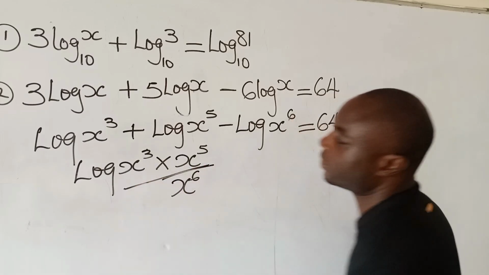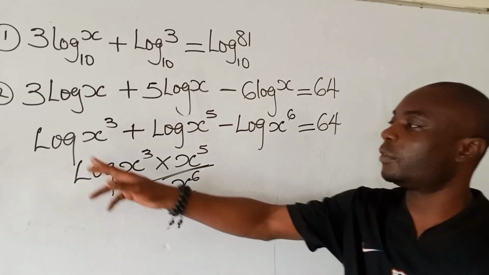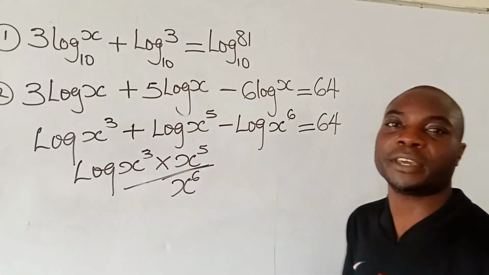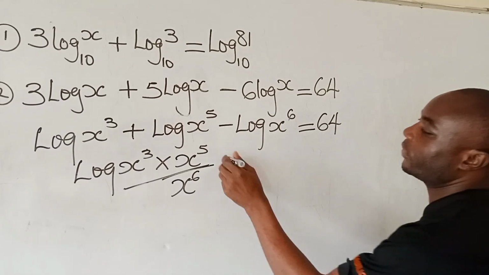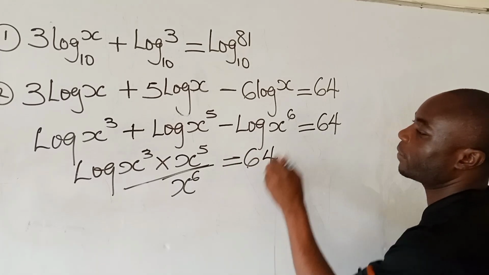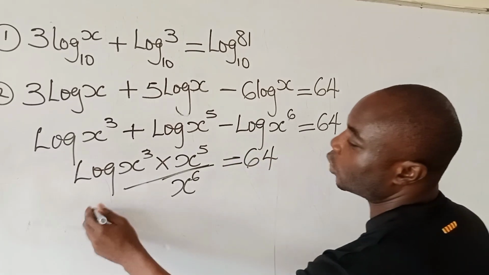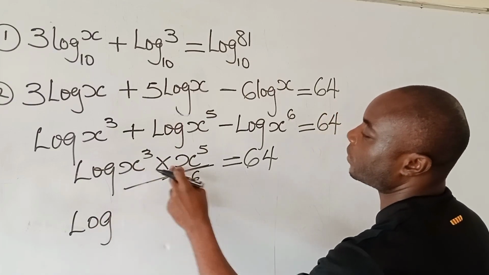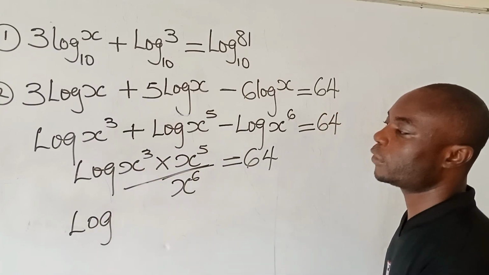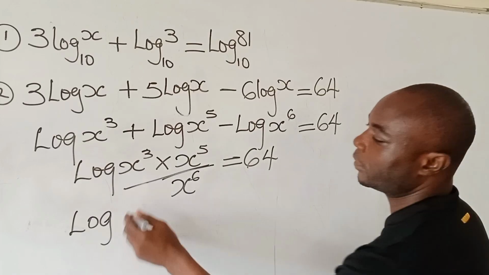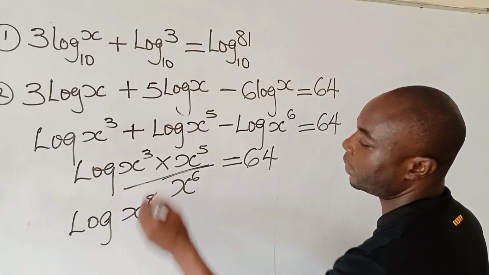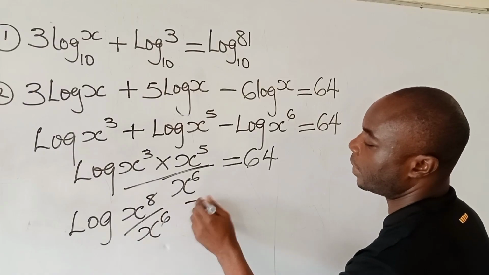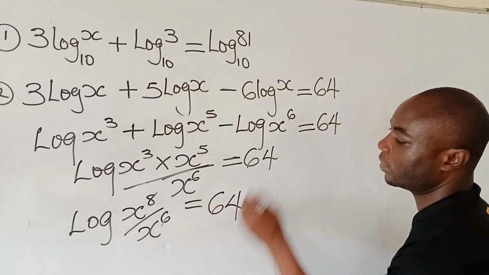And why are we doing this? Because they all have the same base, and their base is an invisible base 10. So we can now say that is equal to 64. Alright? So log x raised to the power 3 times x raised to the power 5 will give us x raised to the power 8. So we have x raised to the power 8 divided by x raised to the power 6, and that's equal to 64.